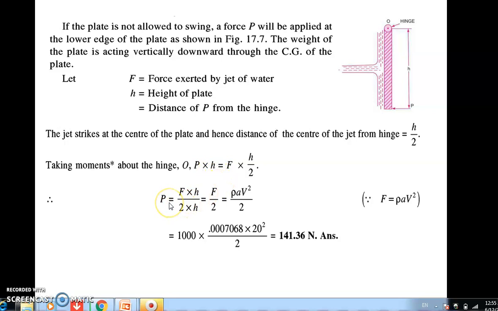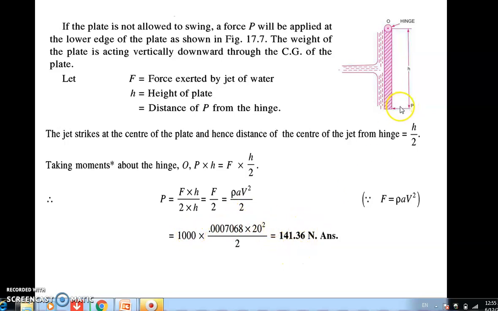We want to find P, so P is equal to F into h upon 2 into h. So h will get cancelled. F, the force in the x direction, is rho a v square. So P is rho a v square upon 2. So you have to calculate the force as rho a v square by 2. You know velocity v, area a, and density rho. So you can easily calculate the force P.